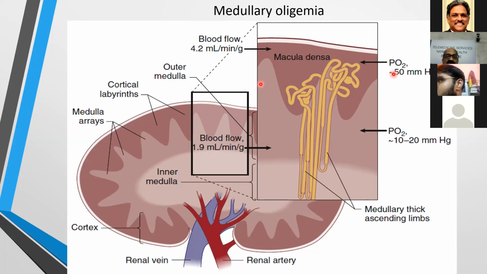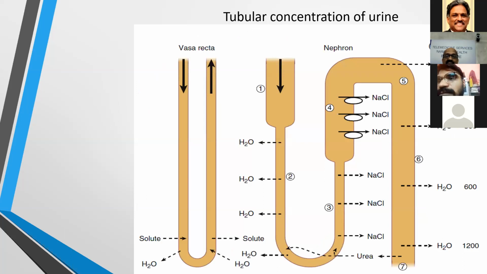And this does not happen normally, but when there is hypotension or hypoxia, the medulla suffers first, and then there is medullary ischemia, which is manifest in terms of renal function impairment. The concentration of urine occurs in the tubule, which is a very important function.